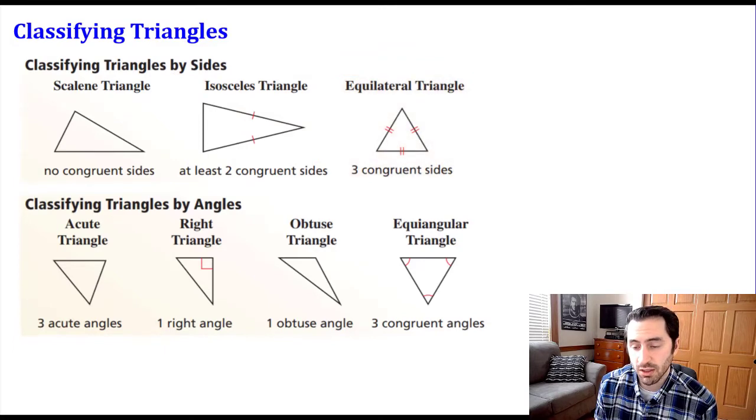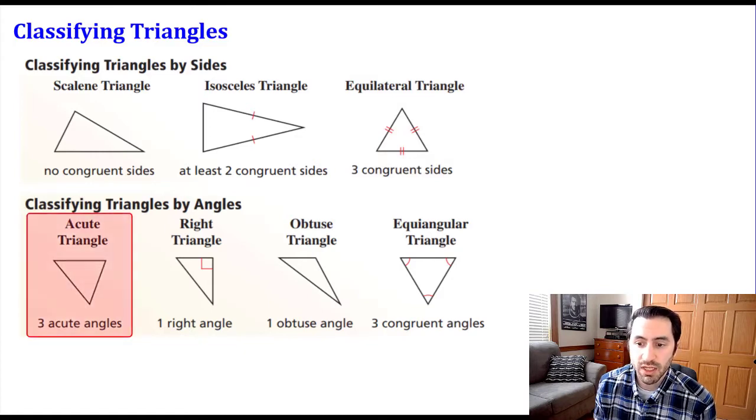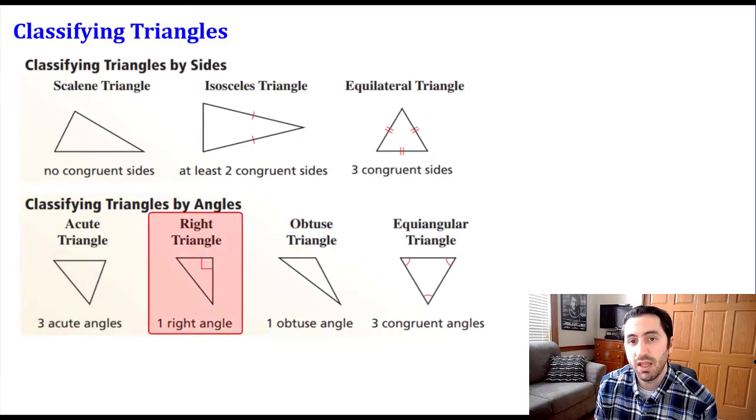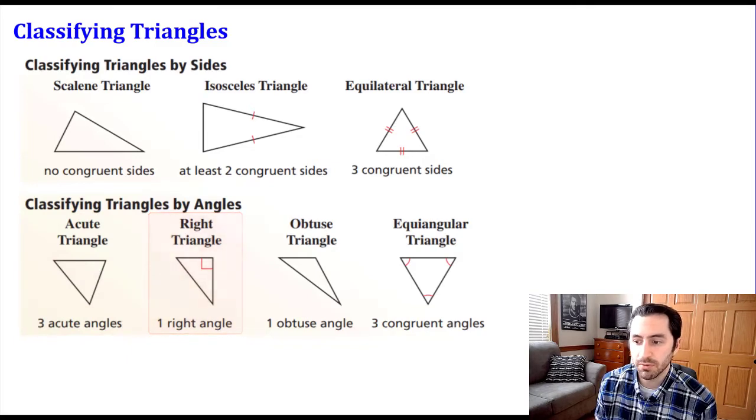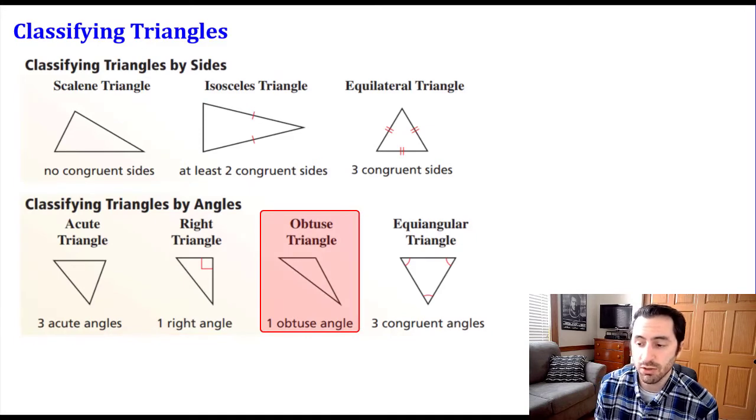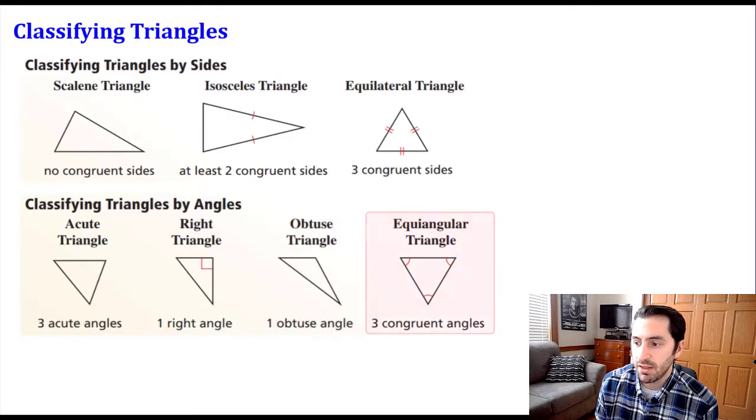For classifying triangles by angles, we have four options. The first one is the acute triangle, where all three angles of the triangle are less than 90 degrees. A right triangle has exactly one right angle. An obtuse triangle has exactly one obtuse angle, so one of the angles in the triangle is greater than 90 degrees. And then the equiangular triangle, where all three angles in that triangle are the same measure.